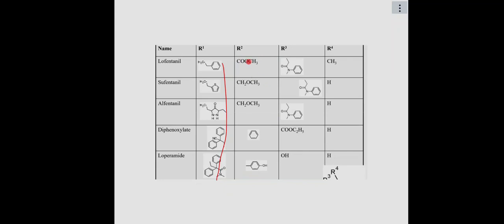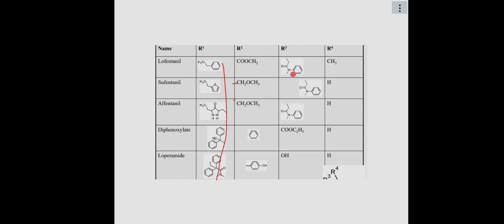We didn't have that substituent in fentanyl. You can see that substituent there is an ether. We didn't have that substituent. And of course, you always have to have CH2 because it's attaching on that side. That substituent there is an ether. That substituent there is an ester. Then you draw them out.